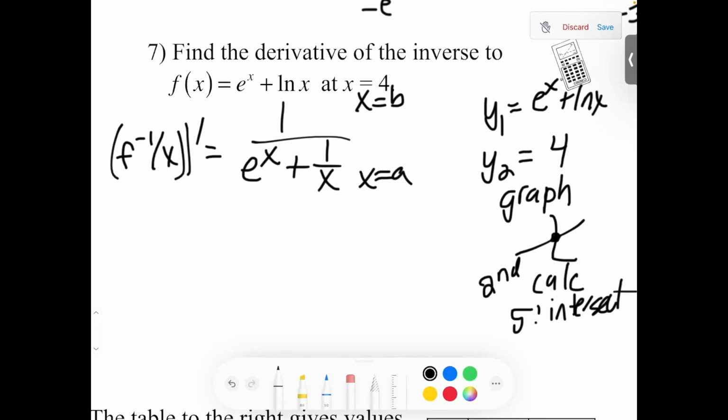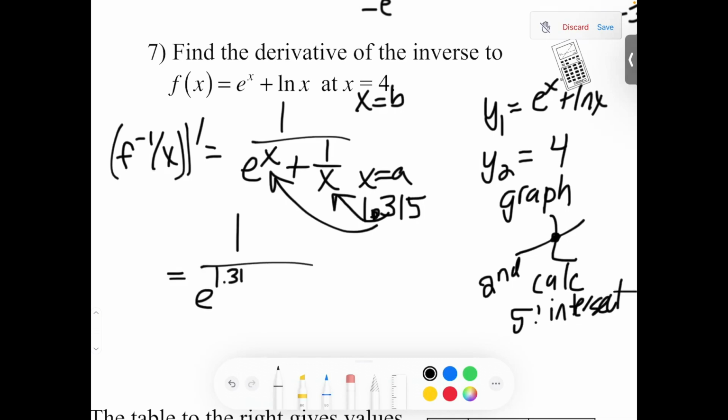I'm not going to show that on the calculator this time, but that intersection point is 1.315. And then we would plug that 1.315 back in for x here and here. So we get 1 over e to the 1.315 plus 1 over 1.315. And when you type that in your calculator, we end up with 0.223. So the slope of the tangent line of the inverse to f of x equals e to the x plus ln x at x equals 4 for the inverse is 0.223.